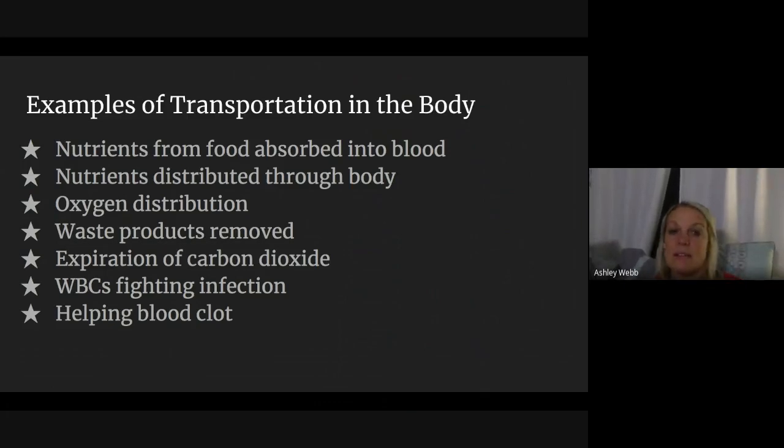White blood cells, we're going to get more into white blood cells in a little bit, but white blood cells are those cells that fight infection. That is a very important thing going on in the world today with white blood cells and fighting infection. And then through transportation, it helps the blood to clot.